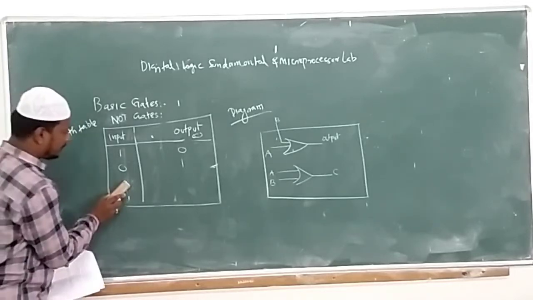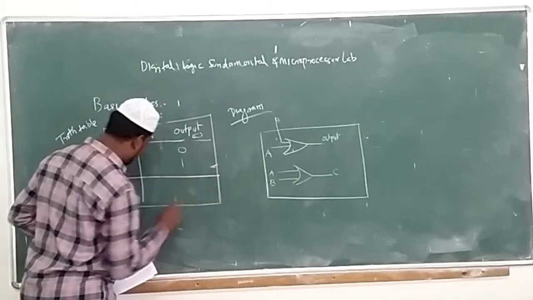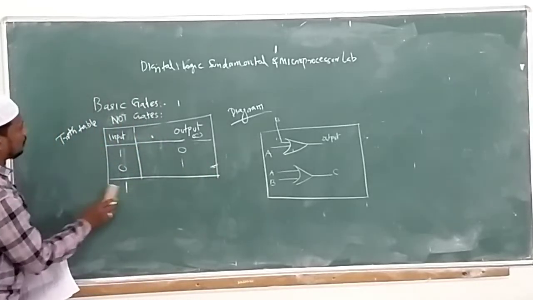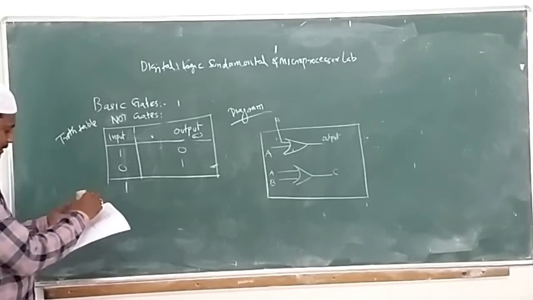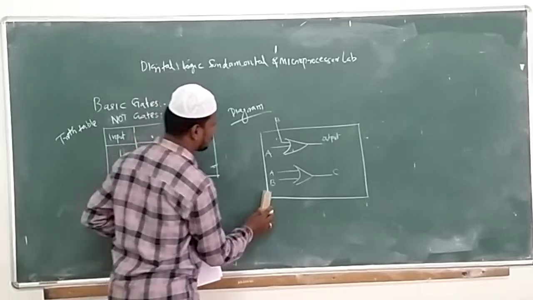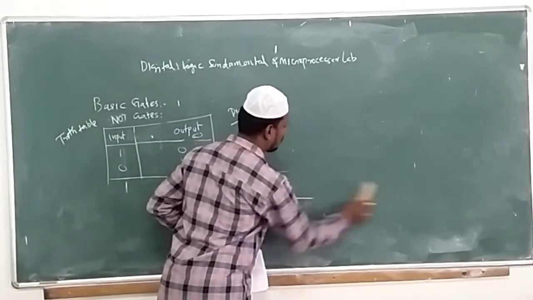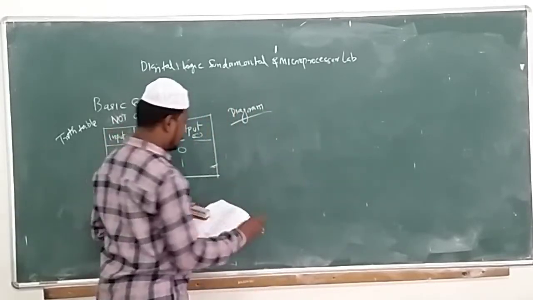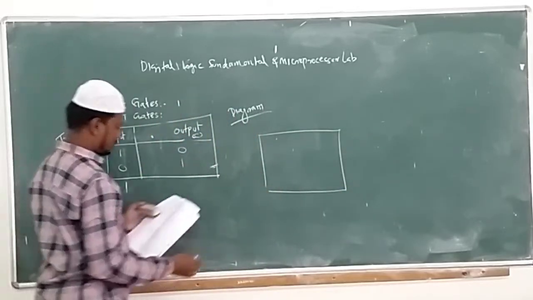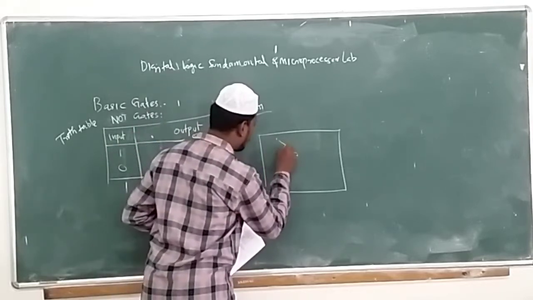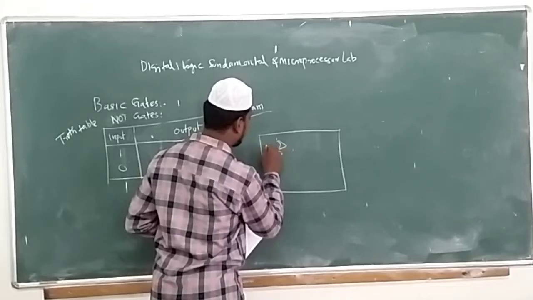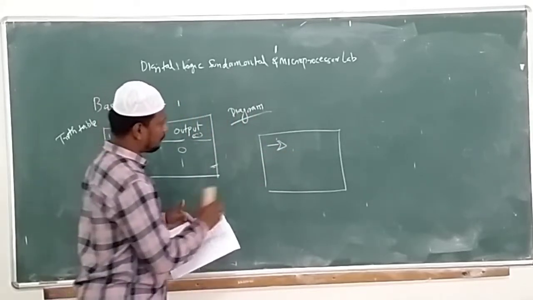Okay. So this is the simple table of the NOT gate. So I will change the diagram. Okay. So this is the NOT gate. So, you can use the NOT gate.